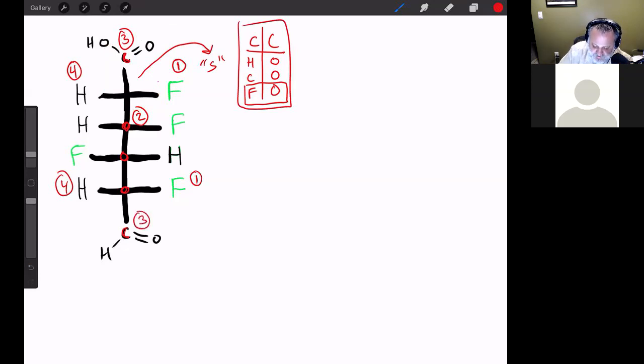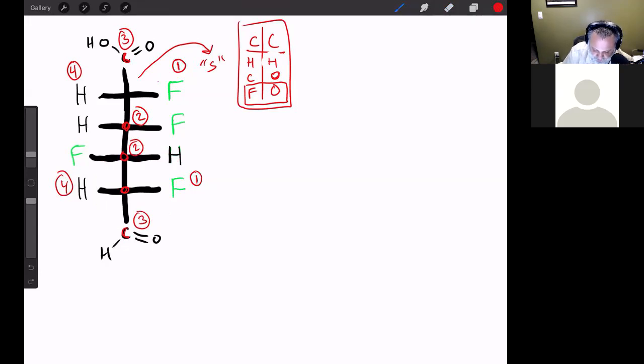Actually, it's not the exact same list. It's just a little bit different. There's a hydrogen there instead of an oxygen. But I'll still, at the end of the day, get hydrogen, carbon, and fluorine for the other list. So that means that the carbon above it is the next highest priority, number 2. So if I use my arrow, 1, 2, 3, I get a clockwise arrow.